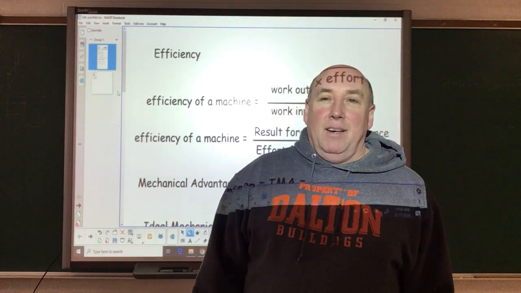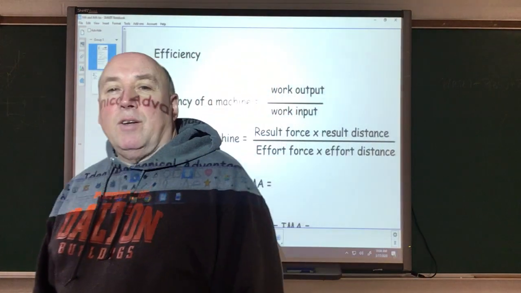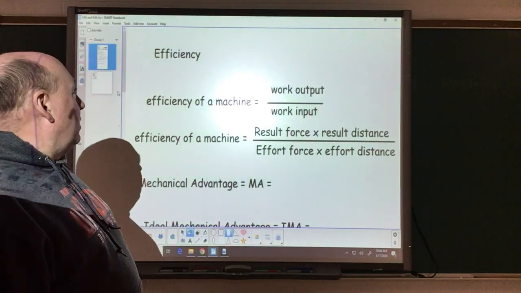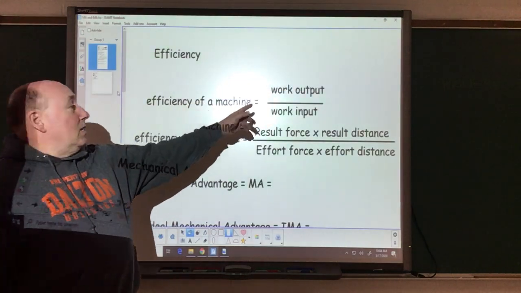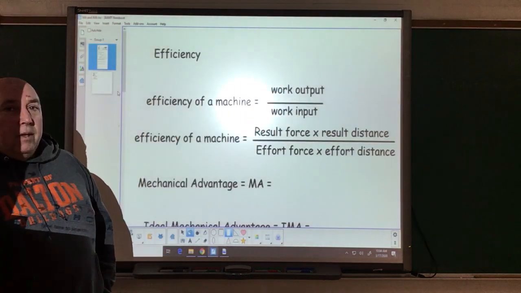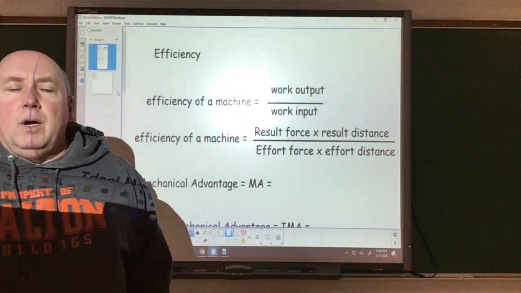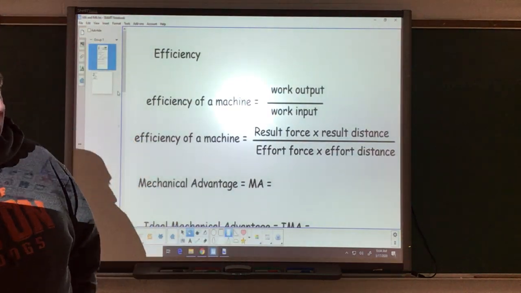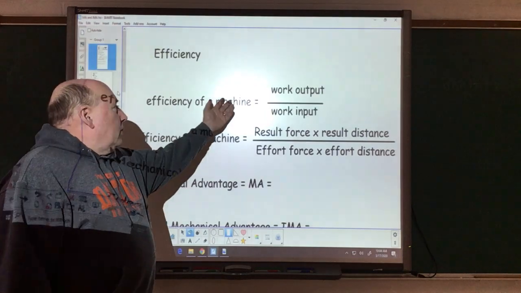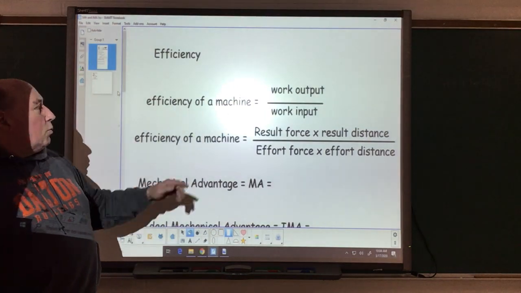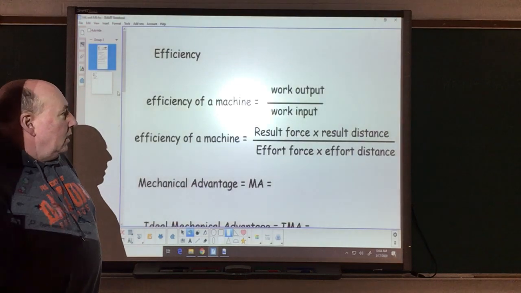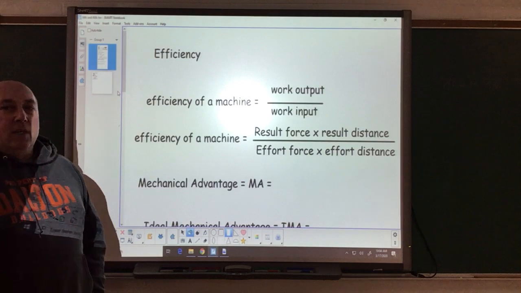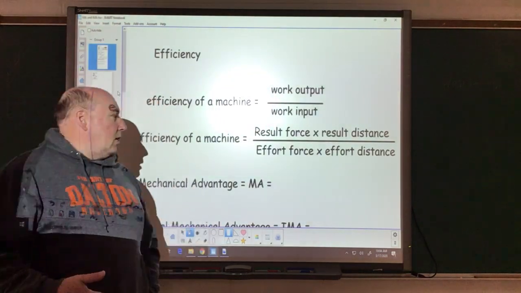Be safe out there. Today we're going to talk about the idea of efficiency. We dealt with this a little bit last week. Efficiency of the machine is work output divided by work input. These notes are posted for you, so you can work along with the notes as we go through this. Efficiency is work output divided by work input, which is your result force times your result distance over effort force times effort distance. Those are things that we have talked about last week.